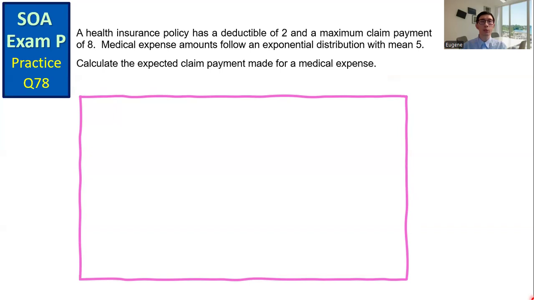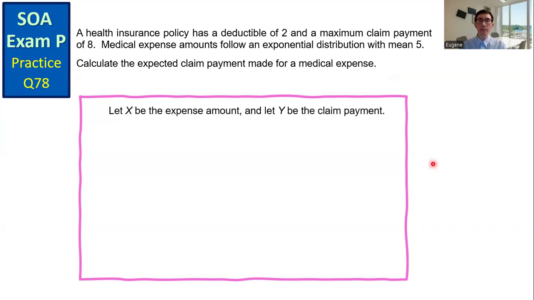SOA XMP practice question 78. A health insurance policy has a deductible of 2 and a maximum claim payment of 8. Medical expense amounts follow an exponential distribution with mean 5. Calculate the expected claim payment made for a medical expense. Let's take a look at the solution.